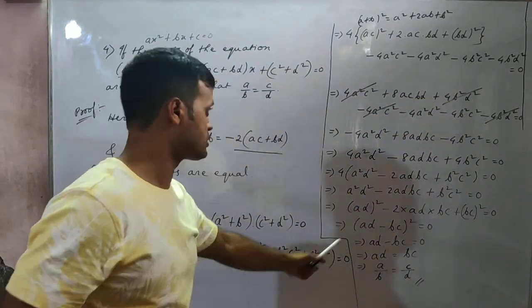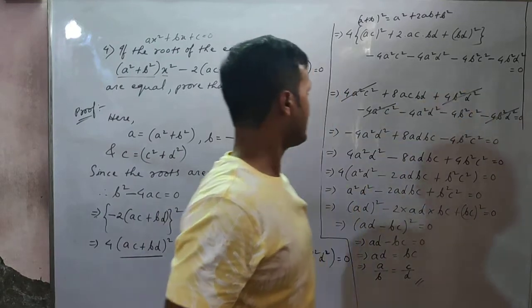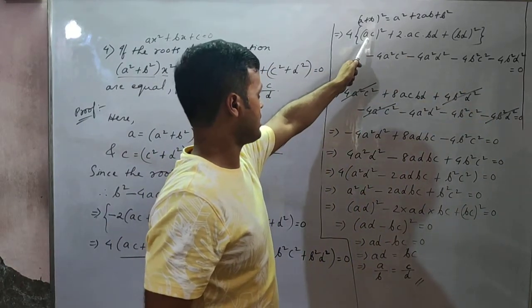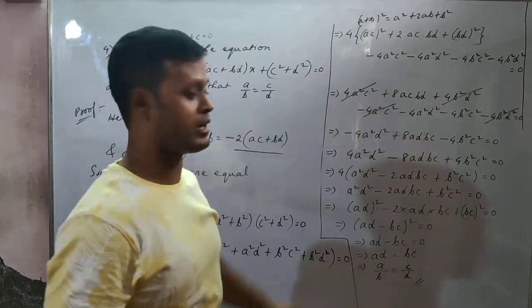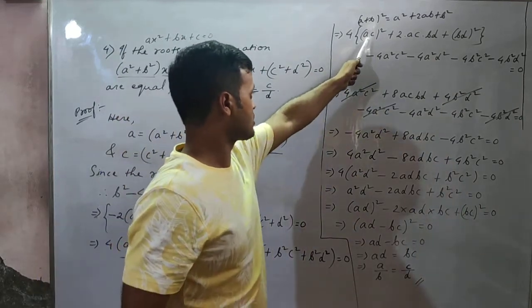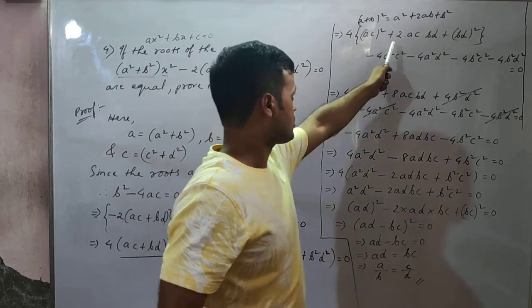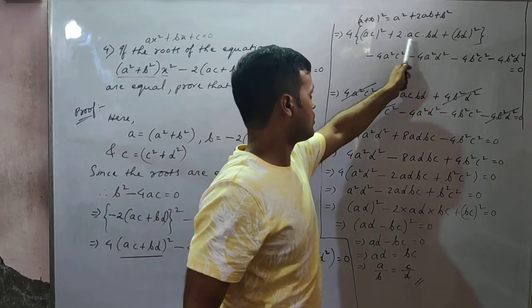And minus 4 into B square D square will become minus 4 B square D square. Okay? So now with 4 I am multiplying inside. This A square C square, AC whole square will become what? A square C square. So 4 into A square C square will become 4 A square C square. 2 into AC into BD. So 2 AC BD.